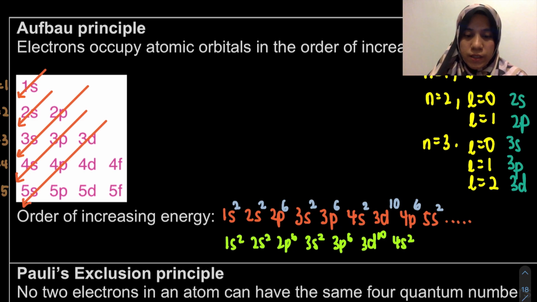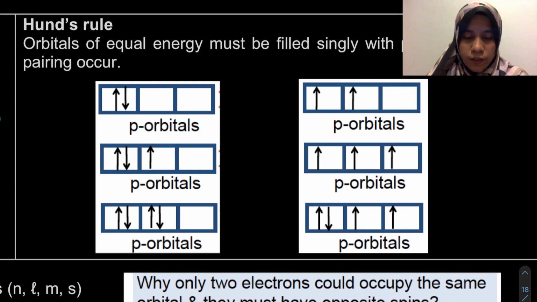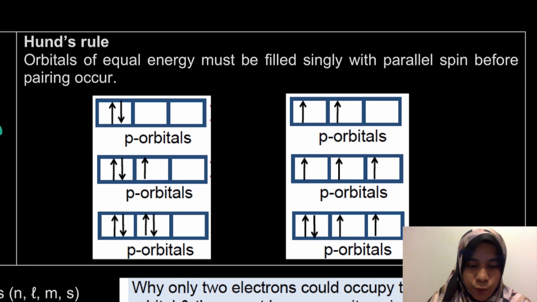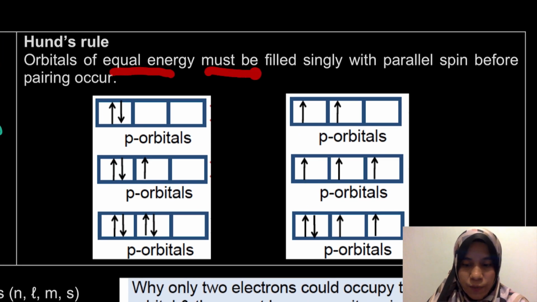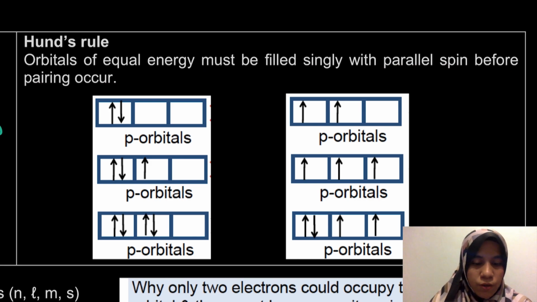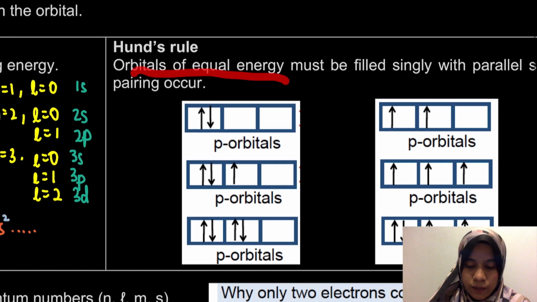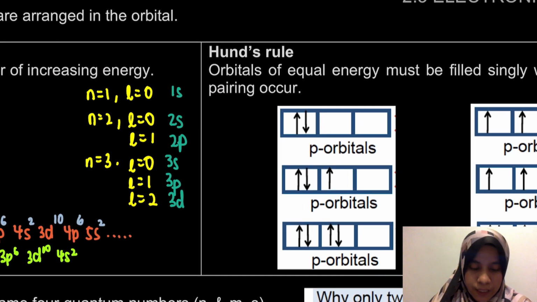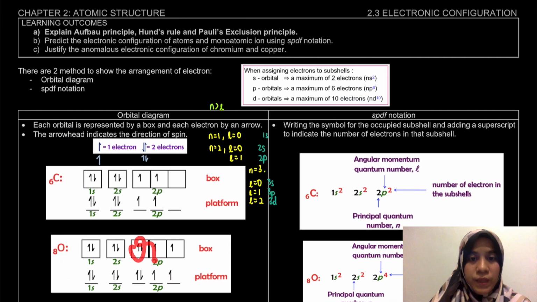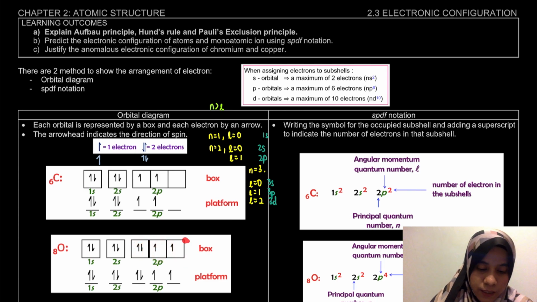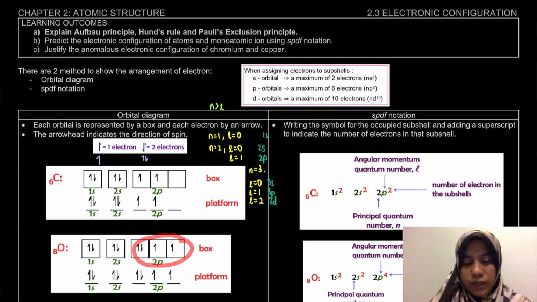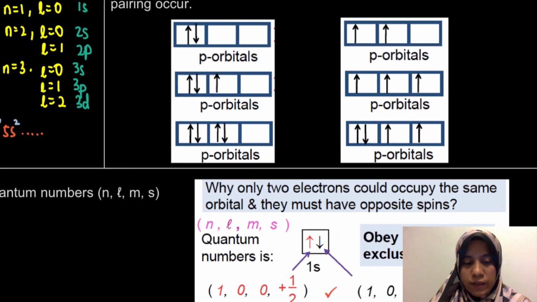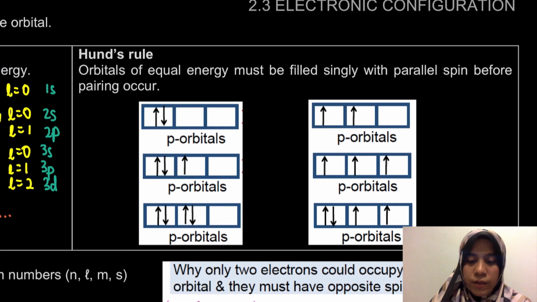Next we're gonna learn is actually our Hund's rule. So here it mentioned that the orbitals of equal energy must be filled singly with parallel spin before pairing occur. So for example, what does it mean by the orbitals of equal energy? So maknanya we're gonna talk about kalau 2p kan, we have 3 orbitals, 1, 2, 3 orbitals. So what does it mean here? It actually has the same energy.